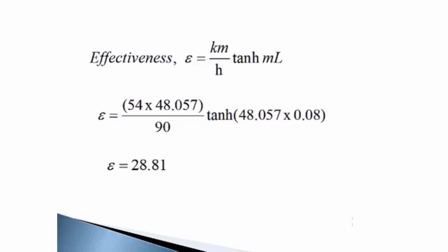Now, what does that 28.81 mean? By providing the fin, the heat transfer has increased by 28.81 times. In the absence of the fin, if the heat transfer is 1 watt, by providing the fin, the heat transfer will be 28.81 watts.